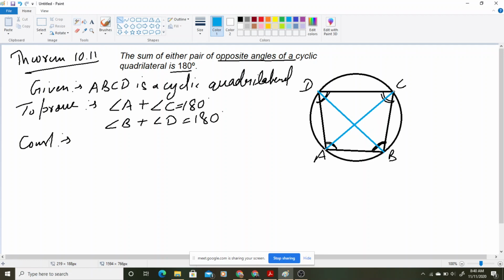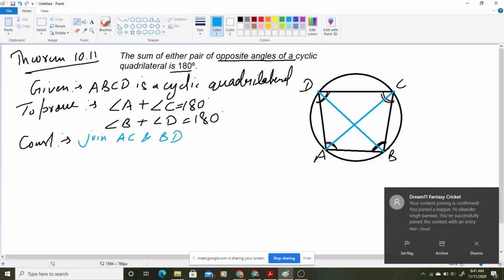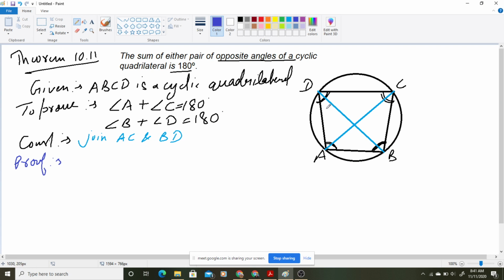So in construction you will be writing join AC and BD. So this is your construction. Now what will happen? When you are writing the proof part, just take all these angles. Can I name this angle 1 equal to angle 2? क्या मैं एंगल 1 को एंगल 2 के इक्वल लिख सकता हूँ?